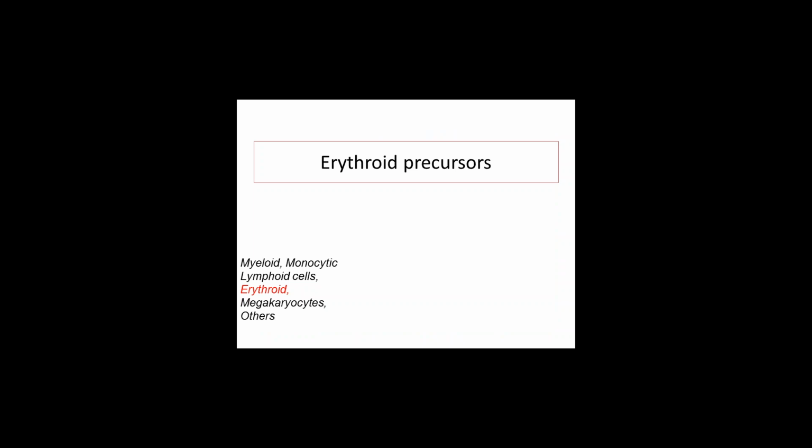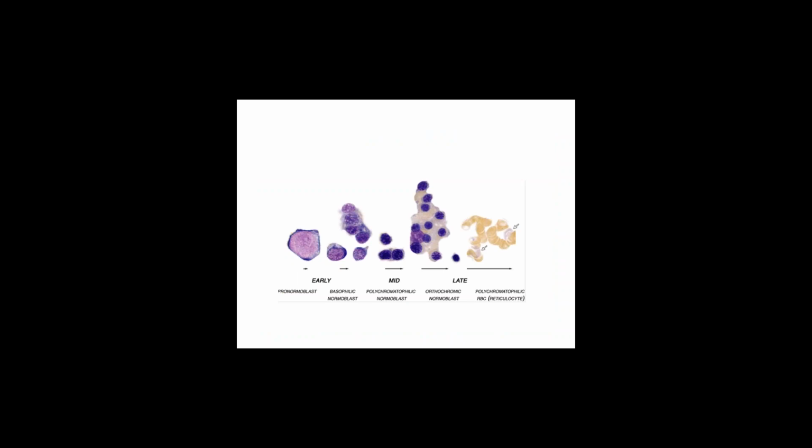We have the erythroid precursors, because I hope anemia is something which most of us look at. Megaloblastic anemia, the cause of marrow changes, is very common in most of the people. When we look at the various erythroid precursors, it starts from the erythroblast, that is the early pronormoblast. After that comes the basophilic normoblast, the polychromatophilic normoblast, the orthochromatic, and then the RBC.